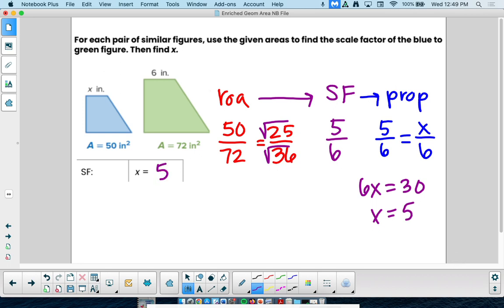And then they want the scale factor from the blue to the green figure. So what would your scale factor look like? 5 over 6. On this one on top, so 5 over 6.